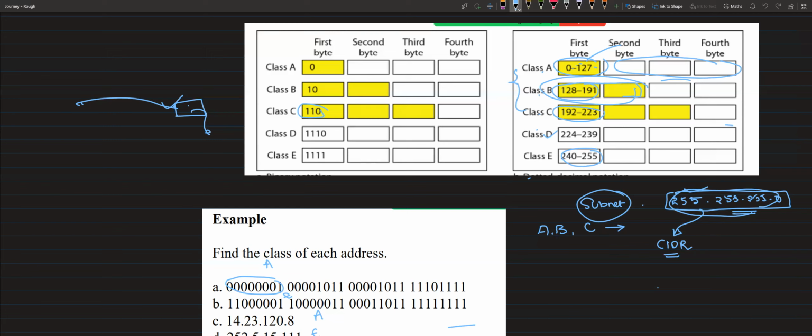Another way is actually subnet. Here what we do is a large block of class A and class B addresses is assigned to a particular organization.